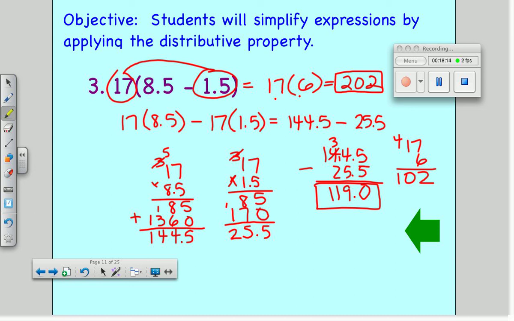So, let's see here. So let's check our work. Let's check our multiplication here. 17 times 8 and 5/10. This is 35. 1 times 5 plus 3 is 8. 0. 7 times 8 is 56. 1 times 8 is 8 plus 5 is 13. When I add them together, 5, 6, and 8 is 14. 4, 1, still got 144 and 5/10.